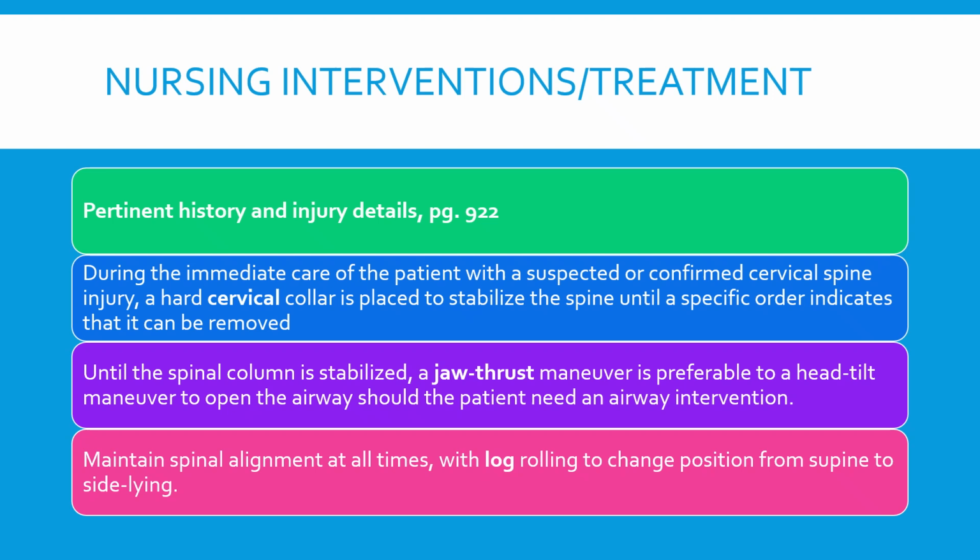During the immediate care of the patient with a suspected or confirmed cervical spine injury, a hard cervical collar is placed to stabilize the spine until a specific order indicates that it can be removed. Until the spinal column is stabilized, a jaw thrust maneuver is preferable to a head tilt maneuver to open the airway should the patient need an airway intervention. And you want to maintain spinal alignment at all times with log rolling to change position from supine to side lying.